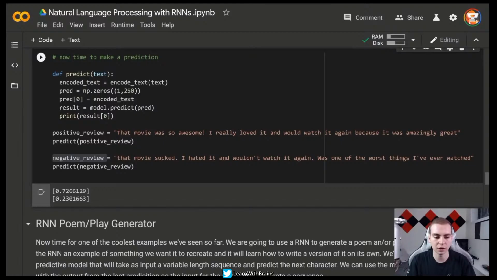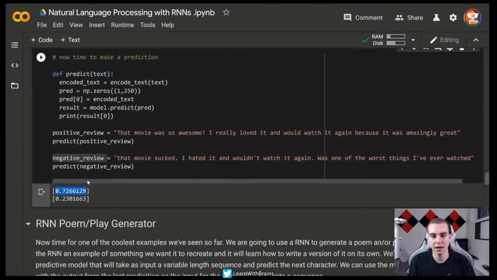If we wanted to not just print out this value, and instead print out positive or negative, we could just make a little if statement that says, if this number is greater than 0.5, say positive, otherwise say negative, right?